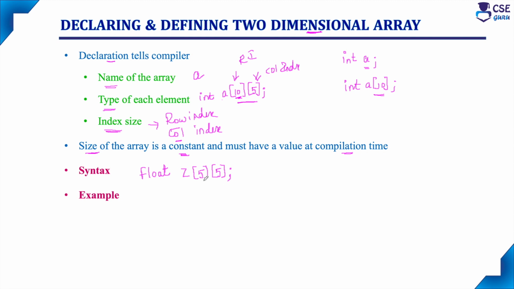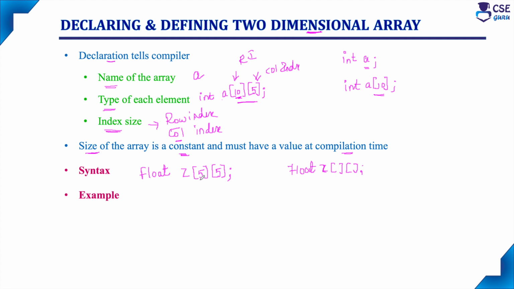Suppose the programmer is not sure about the size, that is the row size and column size of the array, we can specify it like this. That is, float Z with empty square brackets, and during program execution, according to the values we specify, the size will be allocated. So size is not at all a restriction with this declaration. But once you have given the size, we cannot alter it during execution. So this is the syntax for a two-dimensional array.